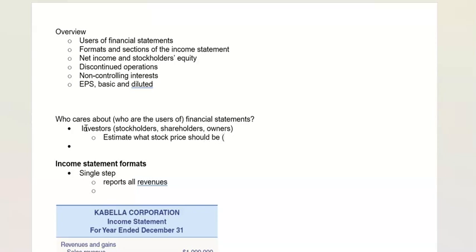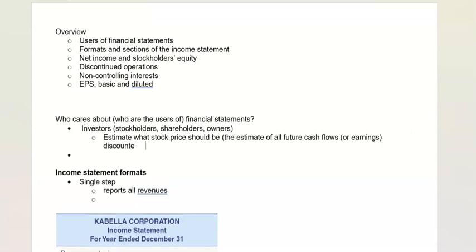And stock price is typically the estimate of all future cash flows. And sometimes accountants tend to think that those cash flows could be replaced with earnings, or earnings per share, instead of simply cash flows. Estimate of all future cash flows or earnings discounted to current dollar terms.